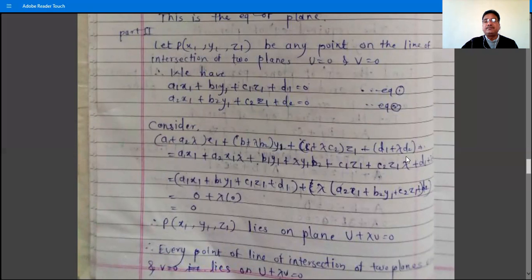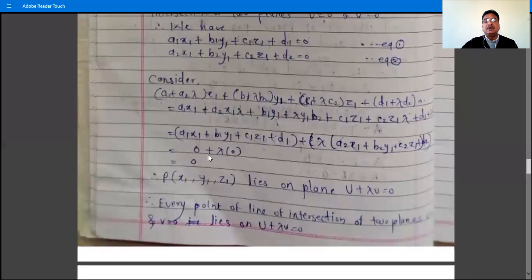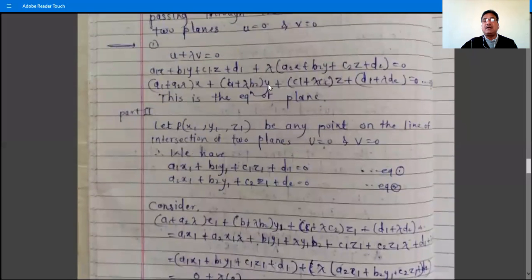So simplify this: multiply by x1, y1, z1, and then collect the terms. Put a1 x1 + b1 y1 + c1 z1 + d1 in one bracket, and take lambda common from the remaining terms, giving a2 x1 + b2 y1 + c2 z1 + d2 in the bracket. The values of these brackets are 0 by equations 1 and 2, and therefore we have the answer 0. This means the point P(x1, y1, z1) lies on the plane U + lambda V = 0.